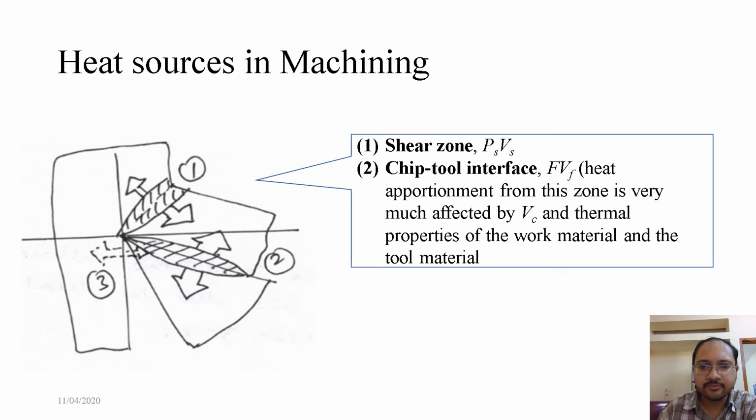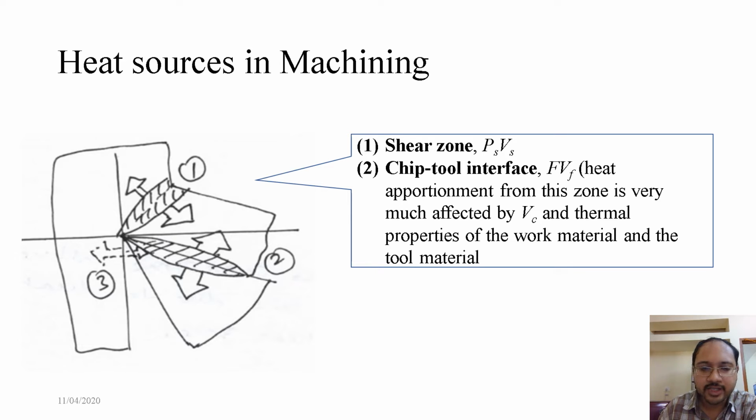Heat sources in machining. There are 3 possible zones where heat is generated, denoted in the figure by 1, 2 and 3. 1 is the primary shear zone, 2 is the secondary shear zone and 3 is the work tool interface, particularly in case of blunt or worn tool. The heat apportionment is to be understood now.